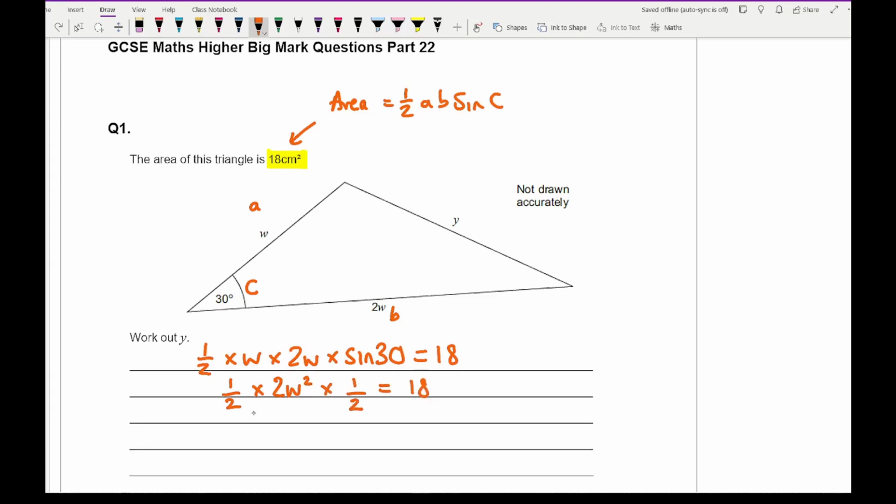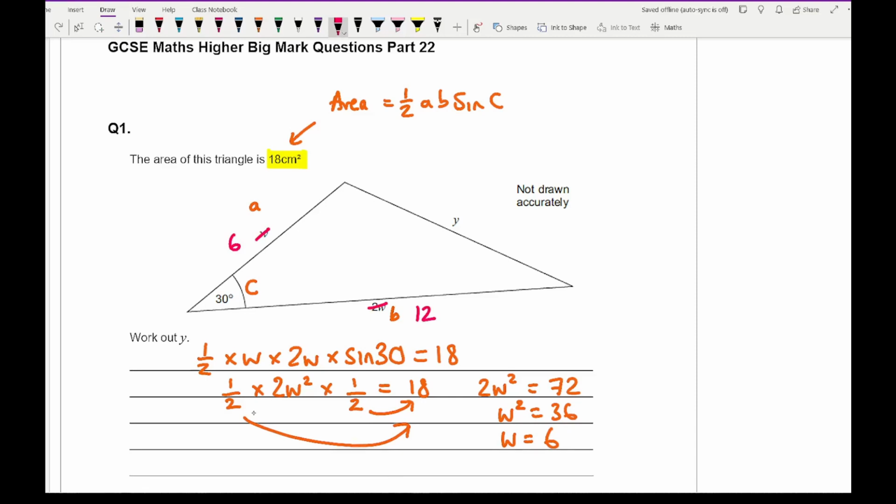So then if I either combine the two halves to make a quarter or just take the 2s over separately, then what I end up with is 2w squared is going to equal 72. So then w squared equals 36. So w is therefore going to equal positive 6. Now you could be tempted to write plus or minus 6, but because w is a length, it can't be a negative number, so it's going to be 6. So once I've calculated w, I can then work out the lengths of this, so that's going to be 6 and this is going to be 12.